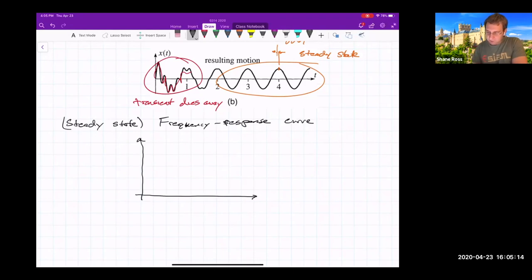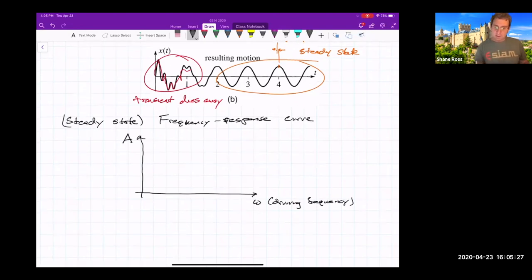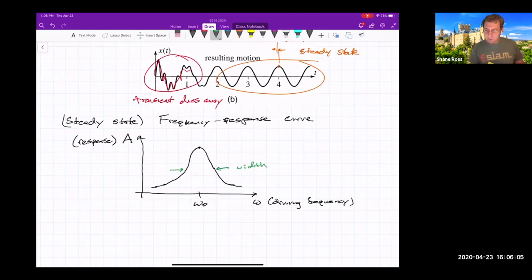So this is always frequency omega, the driving frequency. This is the amplitude compared to the input, so we sometimes call that the response. And here is the natural frequency of the system. You get some peak response there, but then it falls off symmetrically. And this width we might call the full width at half maximum. Just generally think of it as the width of the response.